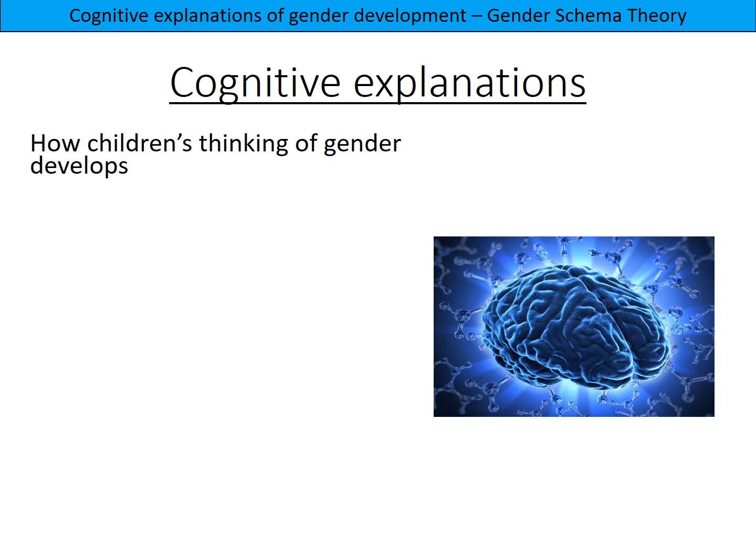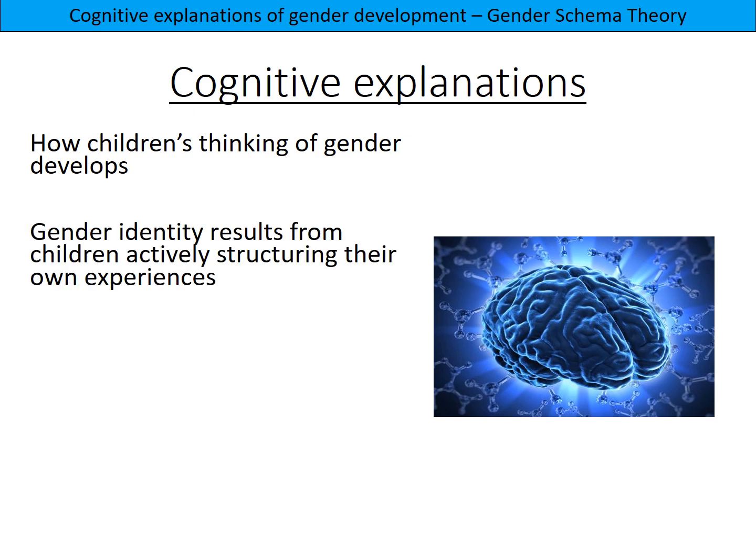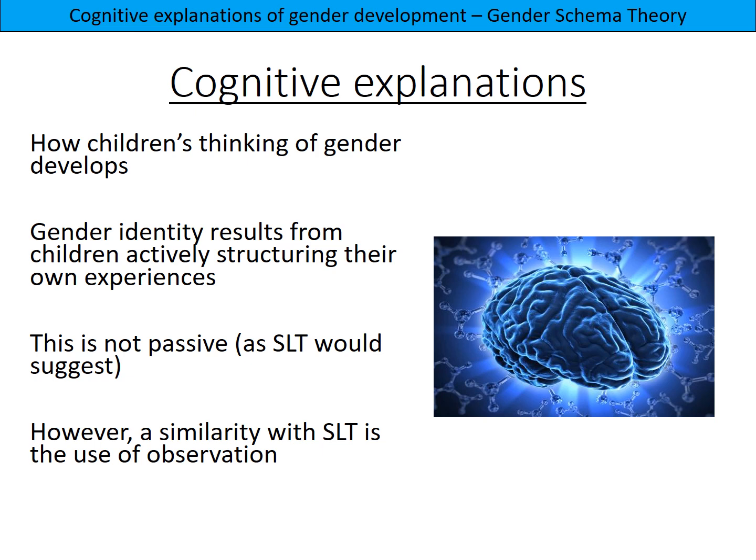So, cognitive explanations. This involves how children's thinking of gender develops, so how they think of males and how they think of females. Gender identity results from children actively structuring their own experiences, so they're not just passive passengers, they actively structure what they see and what they observe from models around them. As I said, it's not passive. Social learning theory would suggest that we're more passive than this, but cognitive explanations are more active.